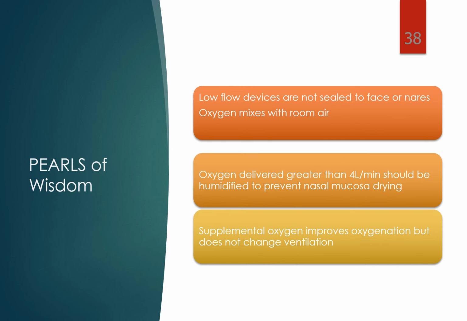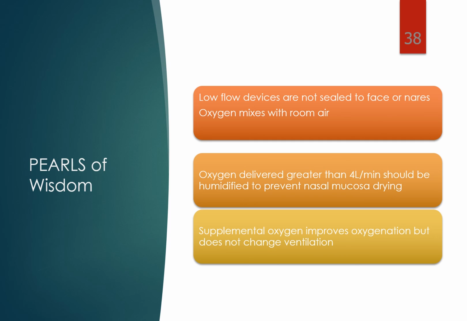Some other pearls of wisdom: low flow devices are open to air. So note what that means is, even though you're dialing in 3 liters, 4 liters, you have to remember that you're entraining room air into that, which is 21%. So you really can't guarantee exactly what kind of FiO2 you're getting. Also, remember, if you use anything above 4 liters per minute, you need to add humidification to prevent the drying of the nasal mucosa.